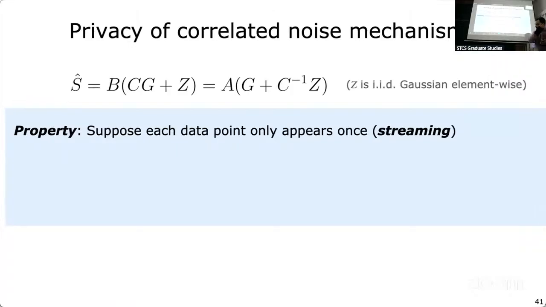So the assumption we use throughout is that each data point only appears once, right? So all my gradients, basically, if I change my data set, what I'm assuming is that one row of my matrix is changing, right? If that assumption was not valid, multiple rows would change. We can work with that. It just becomes a little more complicated. So that's the streaming assumption, which will hold throughout.